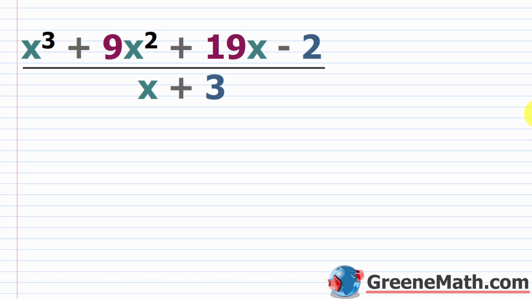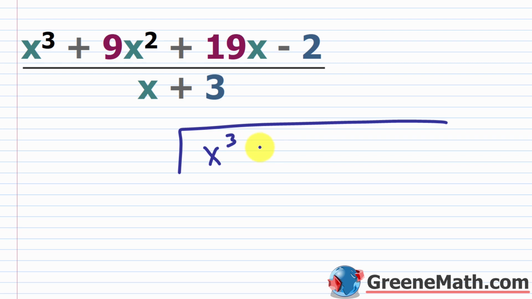So the first thing you want to do is set up your little long division symbol that you're used to working with. So something like this, okay? And you're going to take your dividend, the guy in the numerator in this case, and you're going to write it under this guy. And essentially you want to make sure that number 1, it's in standard form. And number 2, you're not missing any powers. So in other words, if I have x cubed, then I'm also going to have x squared and x to the first power, so on and so forth, okay? So in this case, I'm not missing any powers and it's in standard form. So I'm just going to write x cubed and then plus 9x squared and then plus 19x and then minus 2.